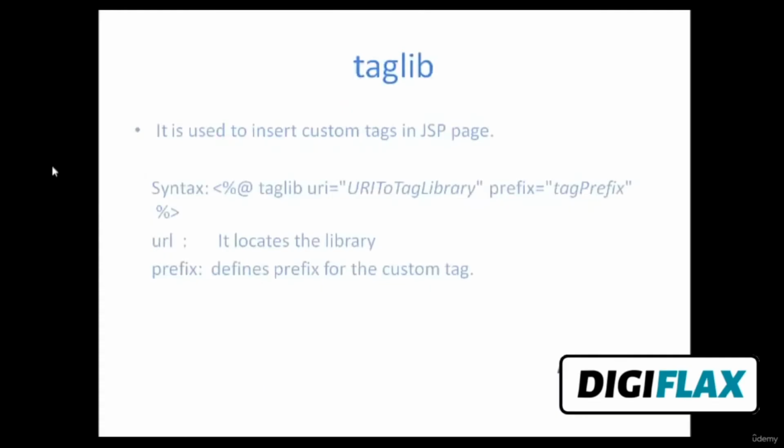Tag library directive. It is used to insert custom tags in JSP page. Syntax is given below. URL. It locates the library. Prefix attribute. It defines the prefix for the custom tag.